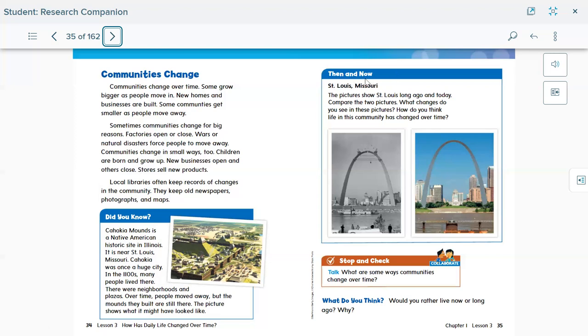Over here, then and now. St. Louis, Missouri. The picture shows St. Louis long ago and today. Compare the two pictures. What changes do you see in these pictures? How do you think life in this community has changed over time? So long ago, not many people, no big buildings, and of course, the city was small. Now, I can tell that more people moved and are living in the city, and the city became a big city.